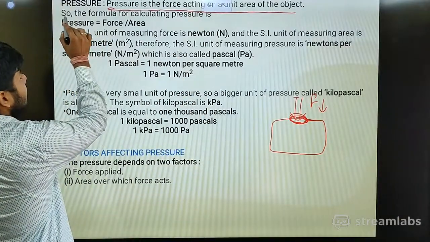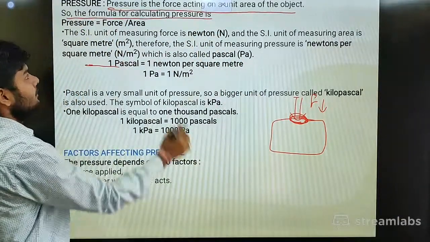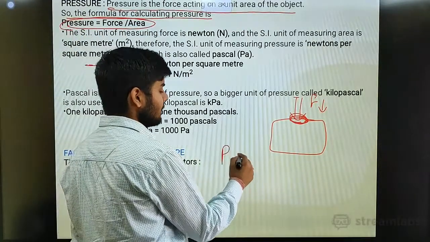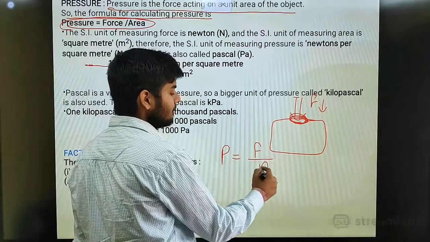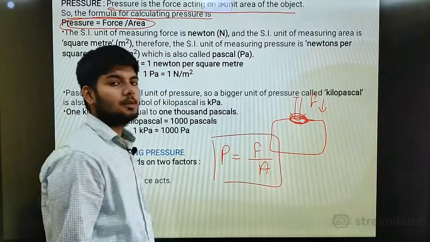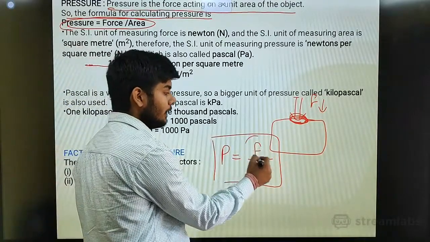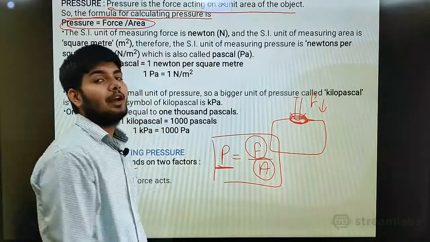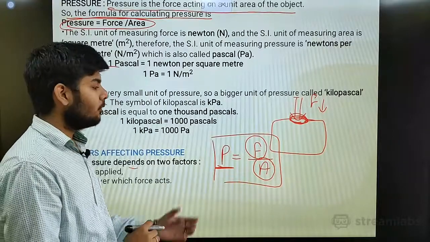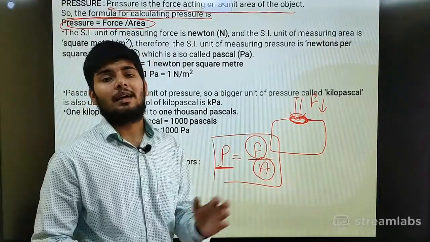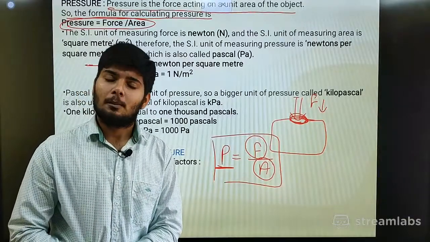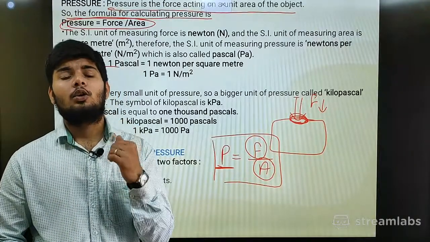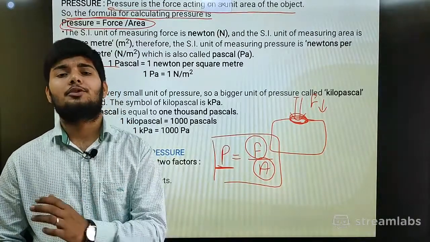Now the formula for calculating pressure is pressure equal to force upon area. So we can simply find the value of pressure by this formula, force upon area. If we put the value of the force that we apply on that particular area, then we get the value of pressure. This is the formula we use in numerical problems to find the amount of pressure applied by a force on a unit area.